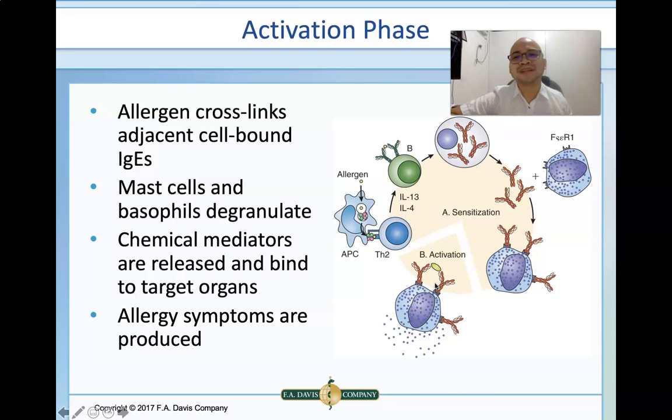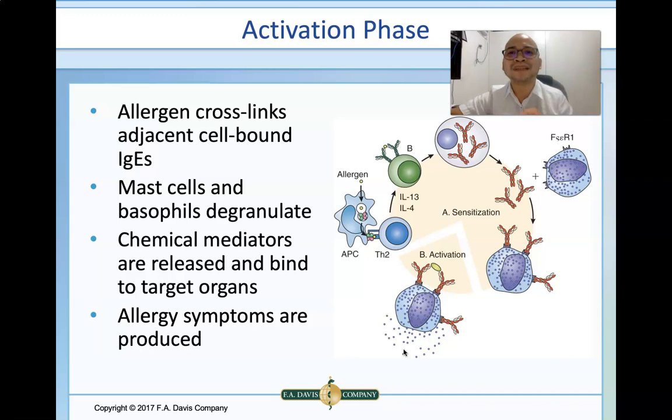So what will usually happen is that mast cells and basophils will degranulate. After the mast cells are degranulated, as you see here in the illustration, they release mediators of allergic reaction. There are actually two types of mediators of allergic reaction. The first one is known as the preformed mediators.